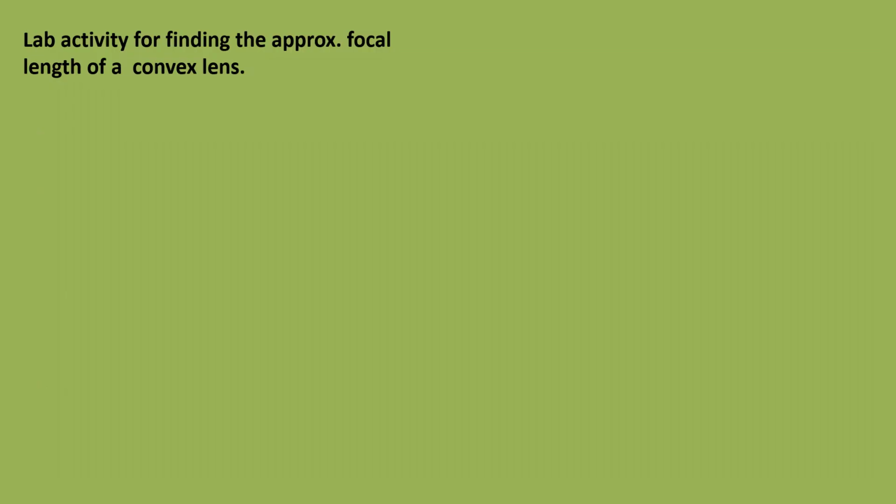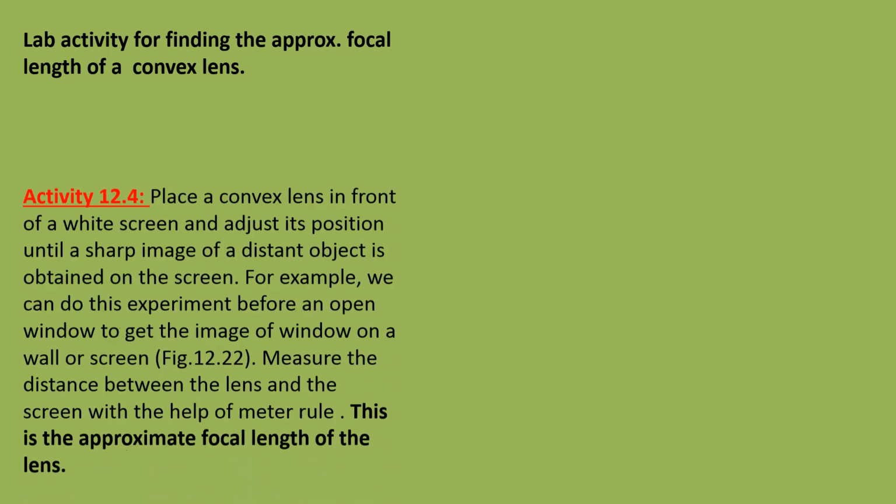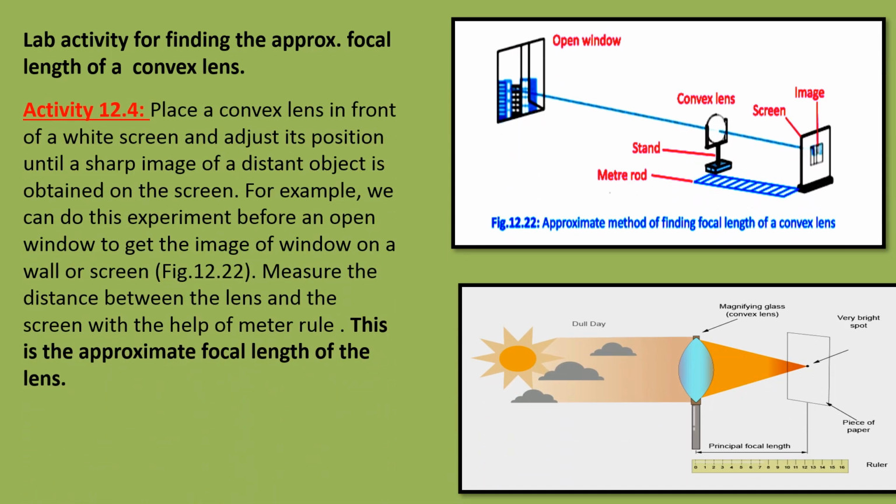We can find an approximate focal length of a convex lens by some lab activity as follows. Place a convex lens in front of a white screen and adjust its position until a sharp image of a distant object is obtained on the screen. For example, we can do this experiment before an open window to get the image of the window on a wall or screen, as shown in figure 12.22.